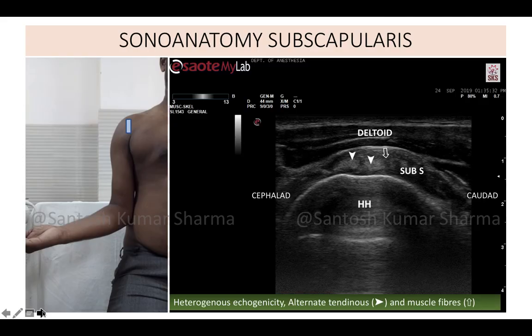Again, what we see in this is basically a heterogeneous echogenicity of the subscapularis, and mind you, this is normal for this muscle. This is no pathology, and this is because this muscle is a multipennate muscle, and we do not expect any pathology because the white hyperechogenicity is because of the tendons, and that is interspersed with the muscle fibers as shown by the arrow.